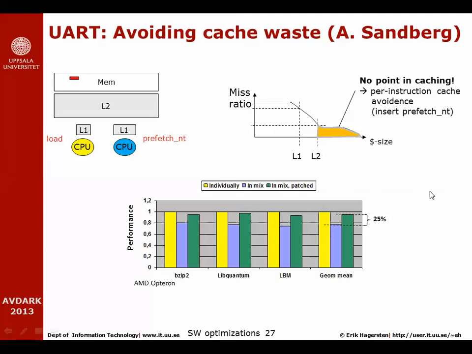So once more, this is an example where Andreas has managed to avoid capacity misses in the caches by finding the instructions that waste space in the L2 cache and making sure that those instructions will bypass their data, so they will not have the data installed in the L2 cache.